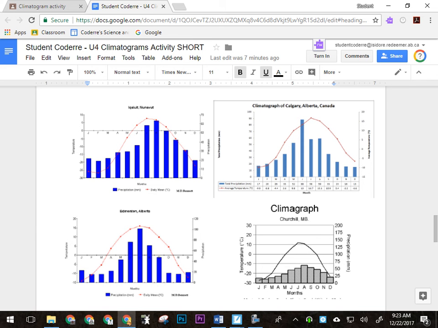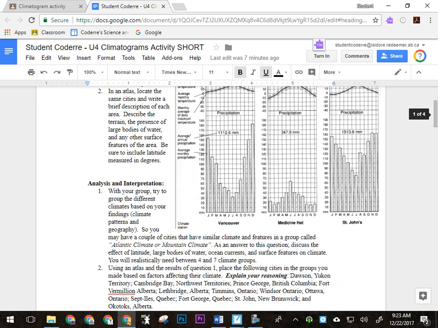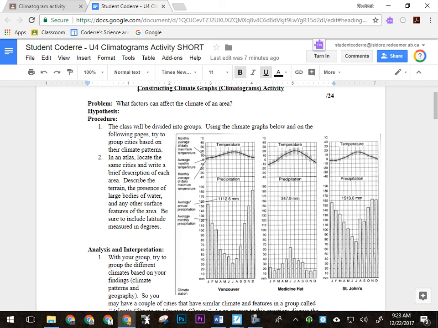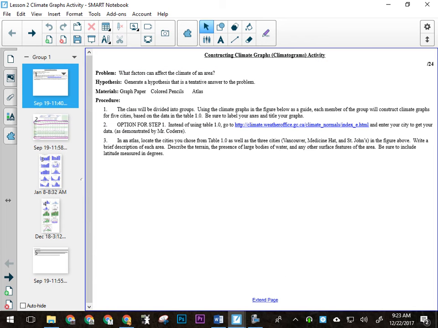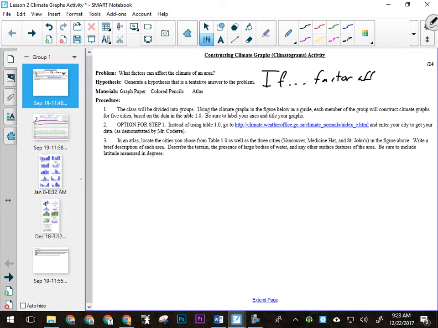Okay, so what we're basically going to have you do is generate a hypothesis. The if part of the hypothesis should go, if, and then you list some factors that affect climate, if these factors affect climate. The and part will simply describe what we're doing: we're comparing climate data for various Canadian cities.